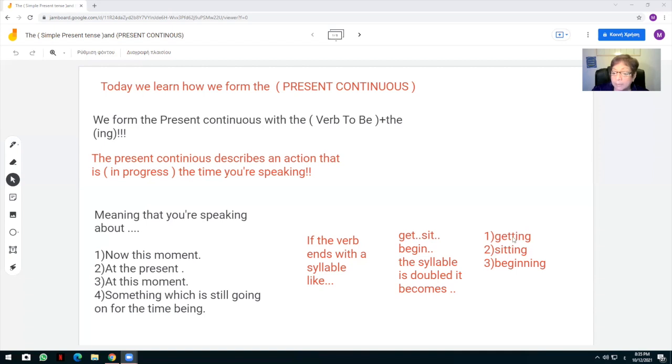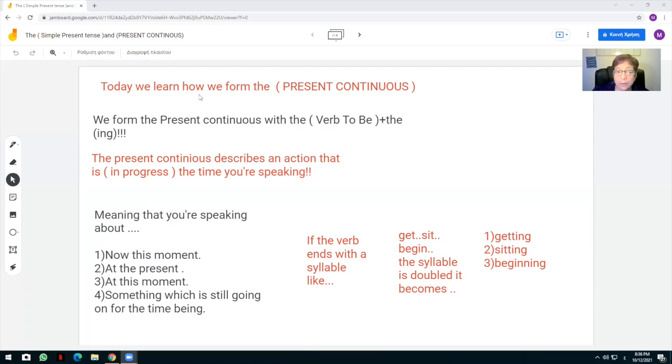Okay, the syllable is doubled. It becomes TT, and here it is TT, and here N. You put 2 N's, 2 T's. Okay, so get becomes getting, begin becomes beginning, and sit becomes sitting. We read this again.